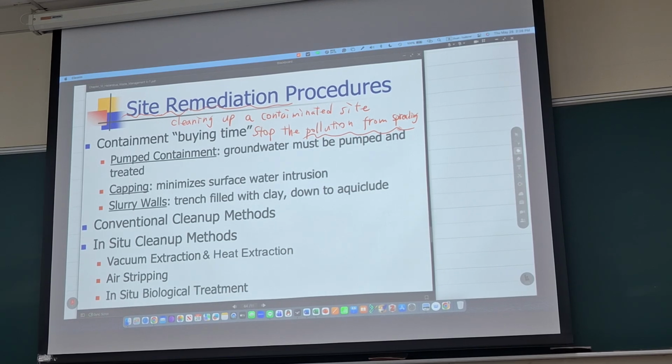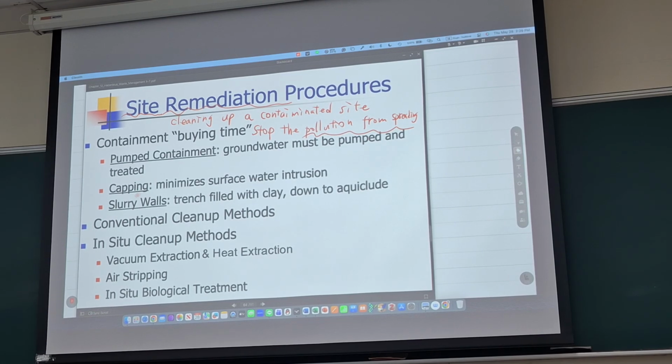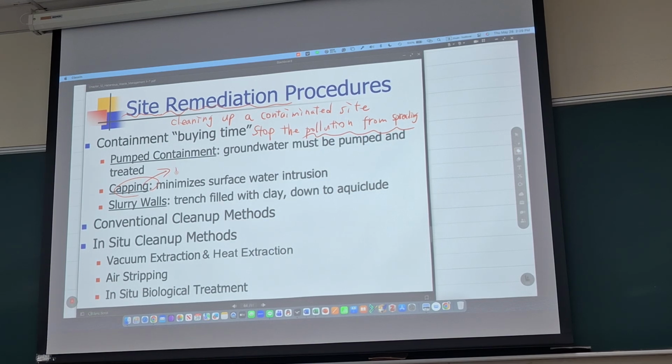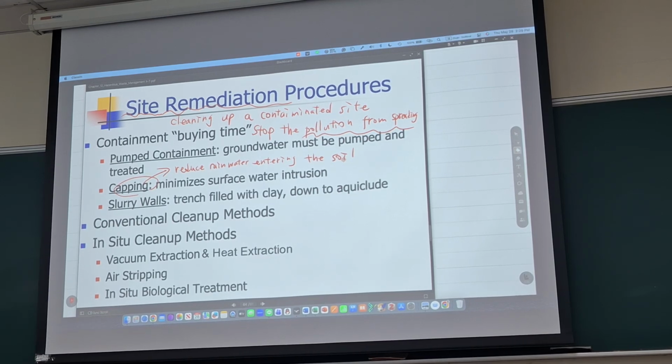The capping means we try to minimize the surface water intrusion. So we need to place a cap on the contaminated area to reduce the rainwater entering the soil. So we cover the site and stop water from carrying pollutant away.